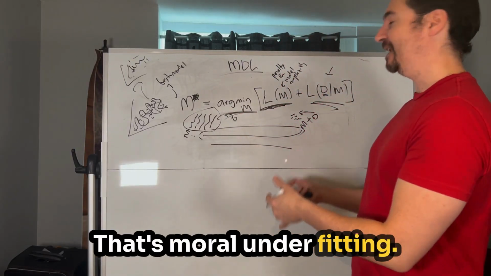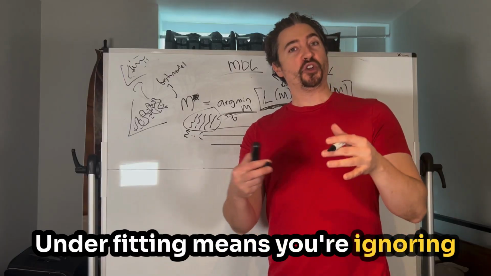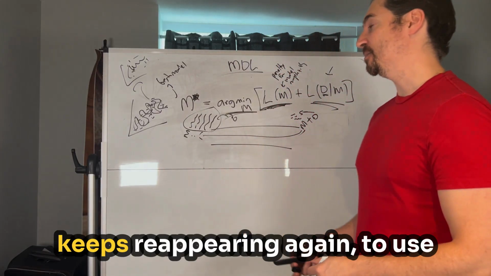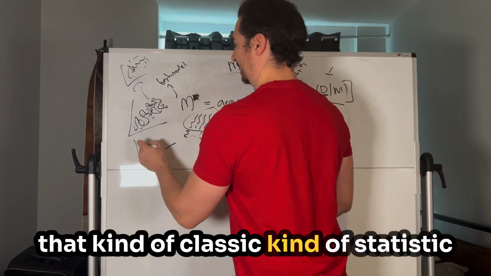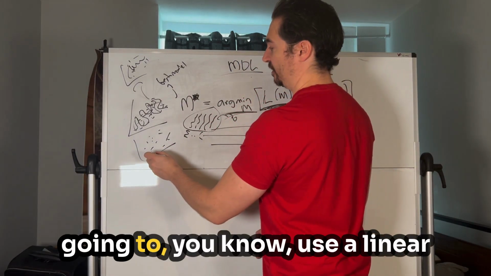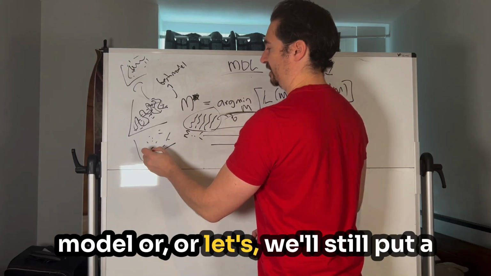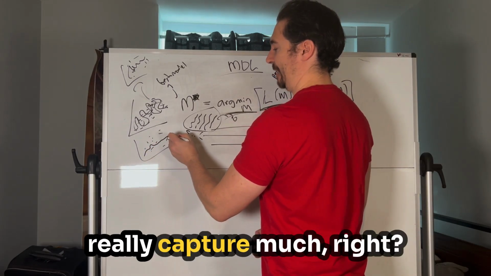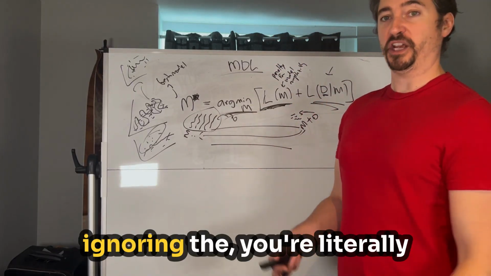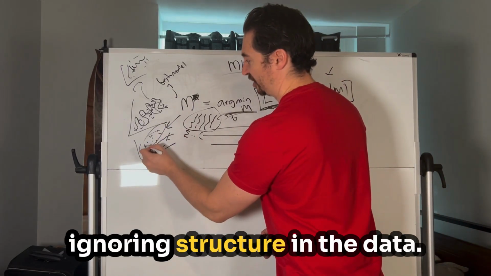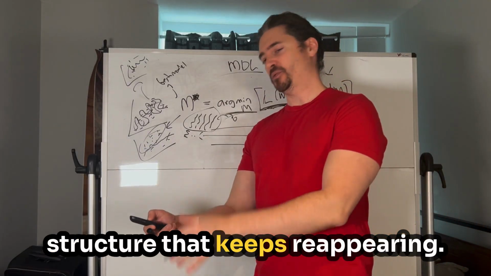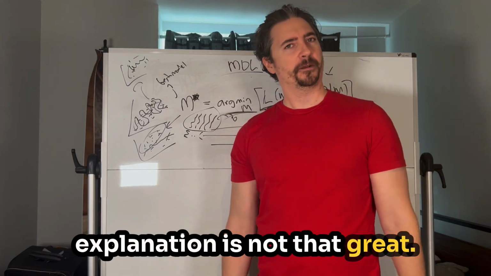That's moral underfitting. Underfitting means you're ignoring structure that keeps reappearing. Again, to use that classic statistics ML example, here's all the data, and we're going to use a linear model, or we'll still put a little shape to it, but it doesn't really capture much, right? It captures this, you missed out on all this. You're underfitting, so you're literally ignoring structure in the data. And in the morality example, that's like you're ignoring structure that keeps reappearing. Your explanation is not that great.